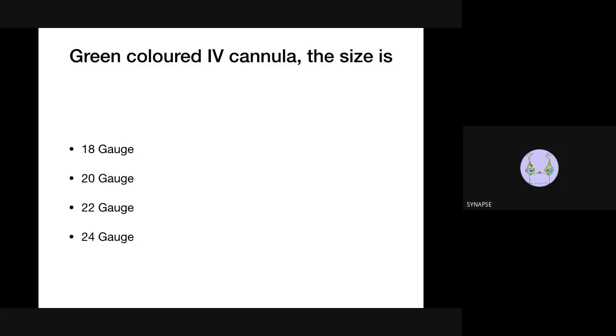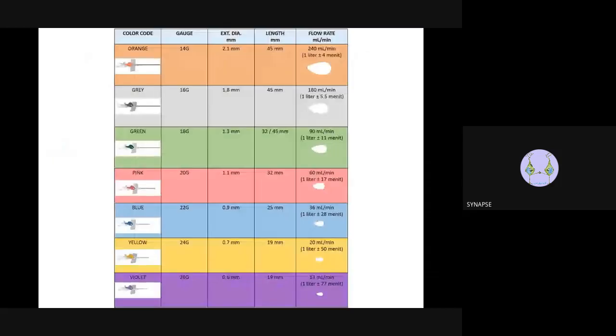Very good. So for green color, it is 18 gauge needle. Yeah, 18 gauge. Now there is one picture here that I want you to have a look at, that they might ask you. There are different colors of the color coding of the cannula and the size of that. Orange we don't normally use, but it is 14 gauge.